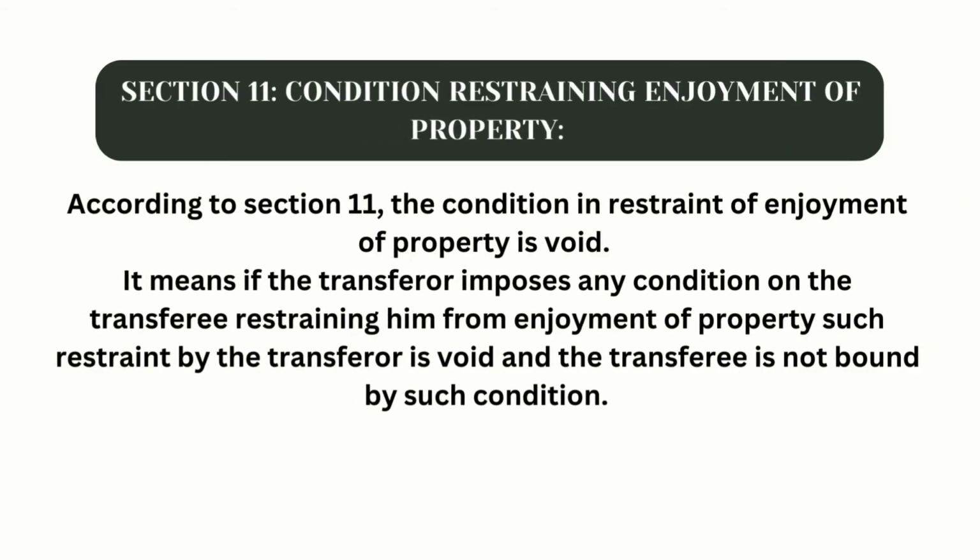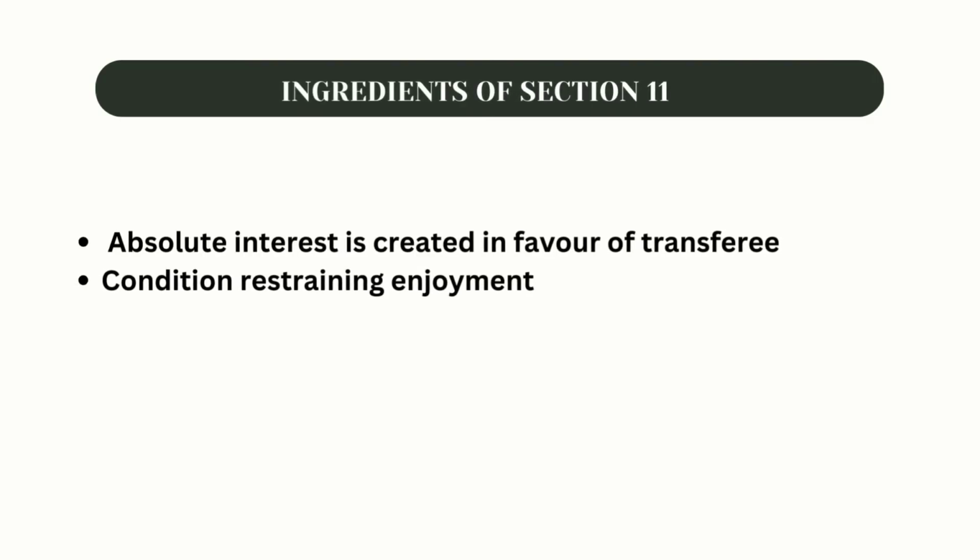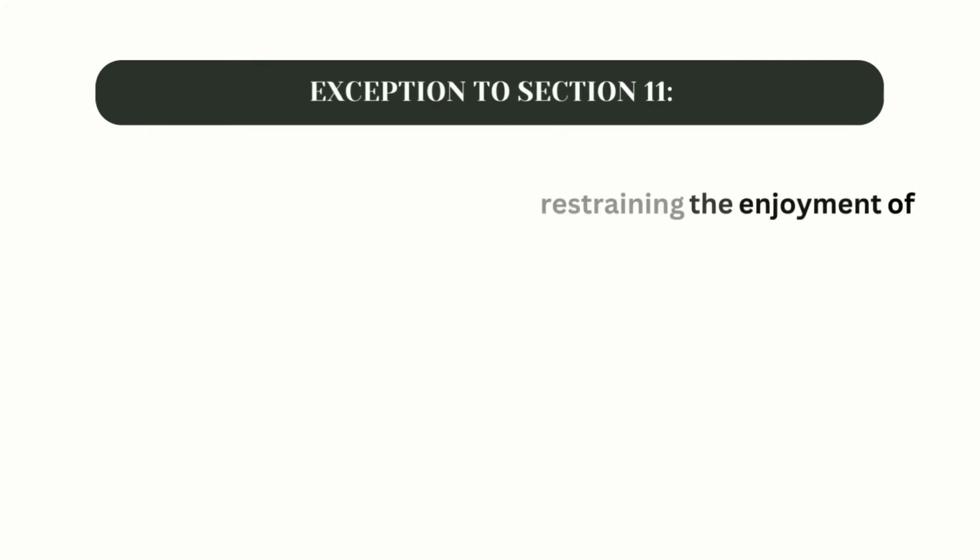Section 11. Condition restraining enjoyment of property. According to section 11, a condition in restraint of enjoyment of property is void. It means if the transferor imposes any condition on the transferee restraining him from enjoyment of property, such restraint by the transferor is void and the transferee is not bound by such condition. Let us see the ingredients of section 11. Absolute interest is created in favor of the transferee. Condition restraining enjoyment.